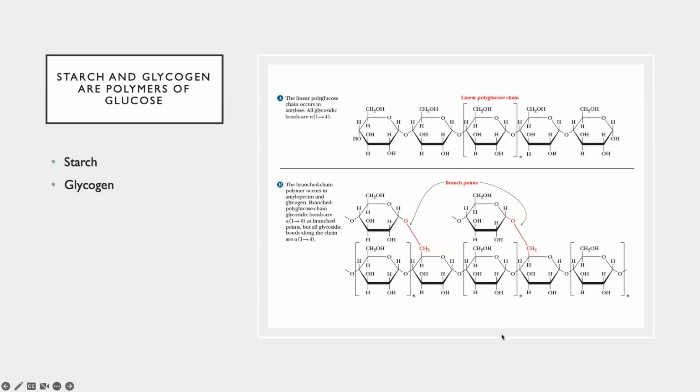All right, so starch and glycogen. Starch and glycogen are polymers of glucose only. And only glucose. So starch is what plants use for storage. So you can have amylose or you can have amylopectin. So amylose is a linear molecule shown here that connects the glucose through an alpha 1,4 linkage.